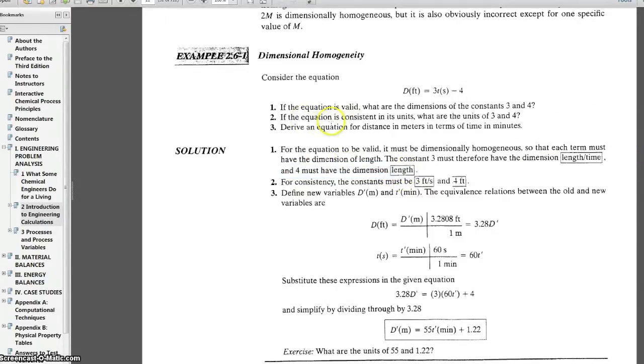So if the equation is consistent with its units, what are the units of 3 and 4? For consistency, the constant 3 is 3 feet per second, and the constant 4 is 4 feet, to get the dimensional homogeneity of the right side and the left side.